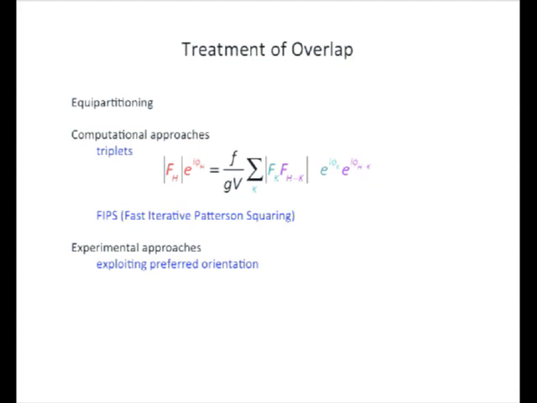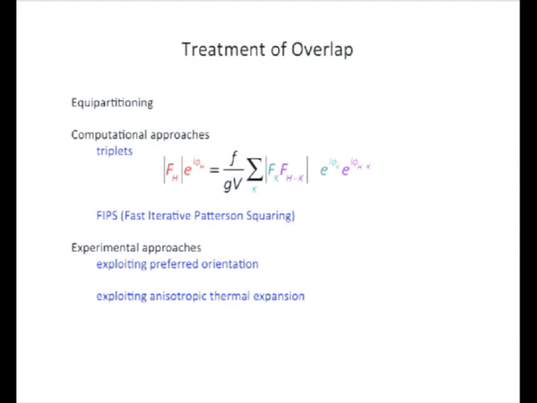One exploits preferred orientation, and you'll be hearing about that later on this week from Christian. Another exploits anisotropic thermal expansion. When I was preparing this talk, I didn't know Ken was going to touch on this, so we'll get another view of it. So what is this? And how can it help us with the overlap problem?